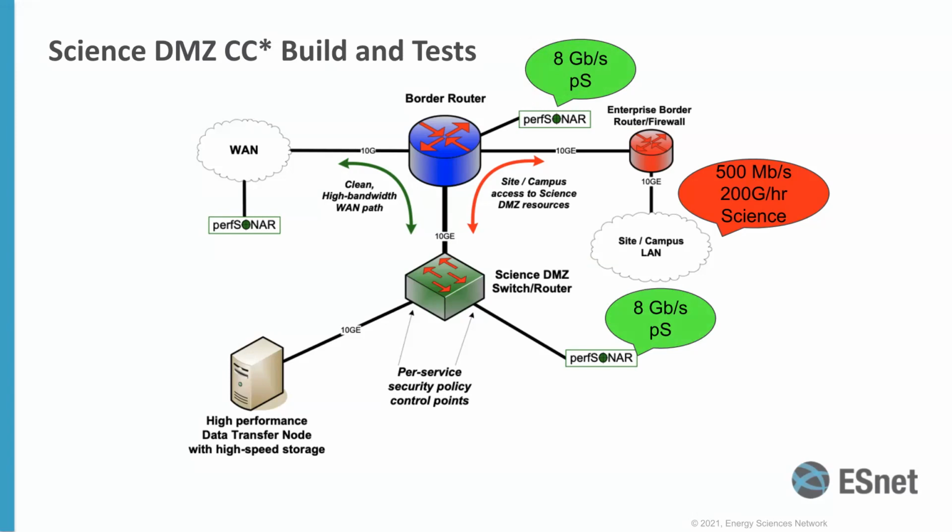And then as you step in from there, you actually put your DTN on in the Science DMZ, and then you're still getting roughly different throughput there. So that's what the overall goal for all this is.